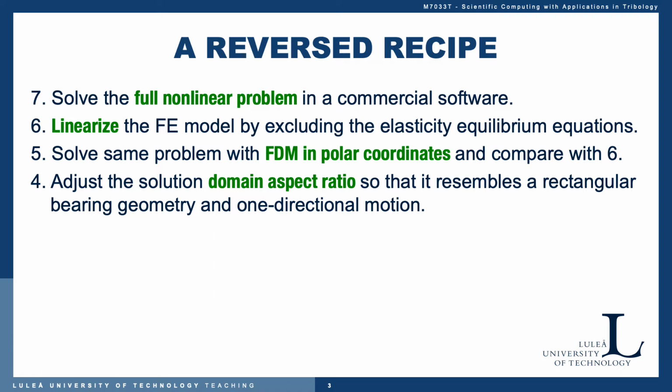Now, to do this, we can of course increase the inner radius and decrease the pad segment angle, so that the pad itself can be viewed as a rectangular bearing, and the velocity will not vary that much over the small radial difference, since the inner radius is much larger than the radial width. So it resembles something with a one-directional motion and rectangular geometry.